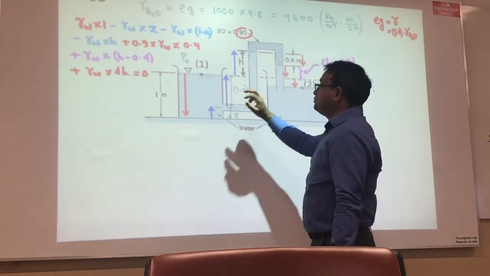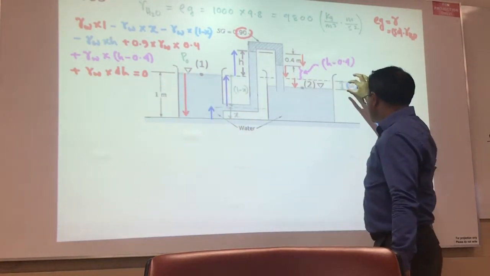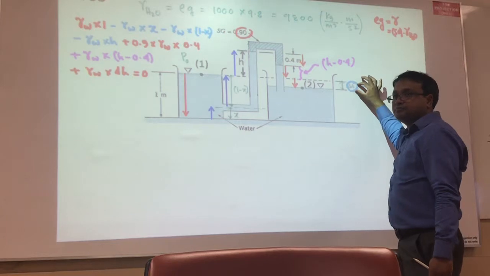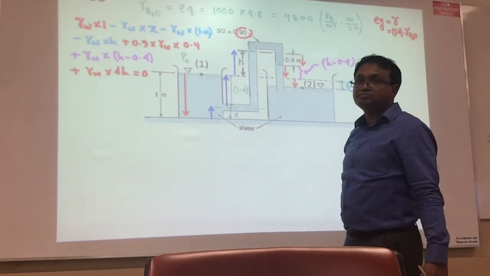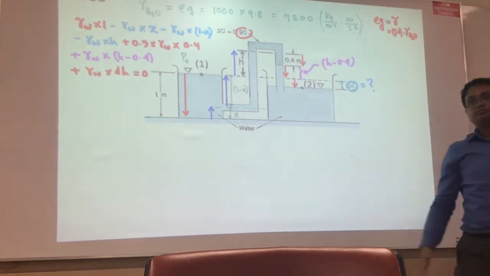And here the distance delta h is given. You have to find this number. Right? And after that it is equivalent to 0. Alright? That's all.